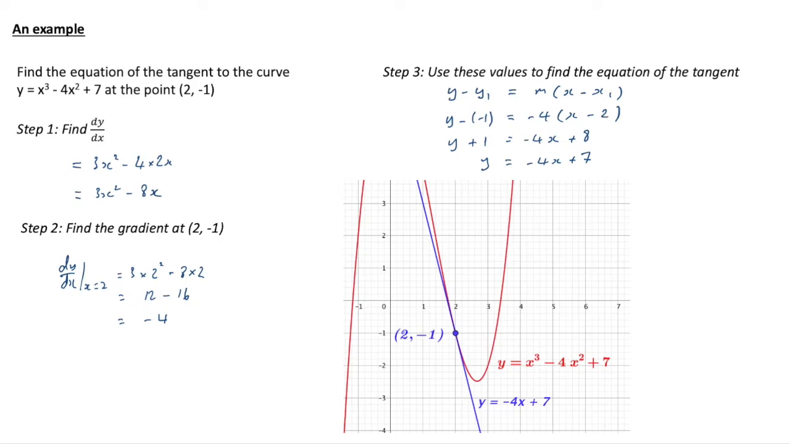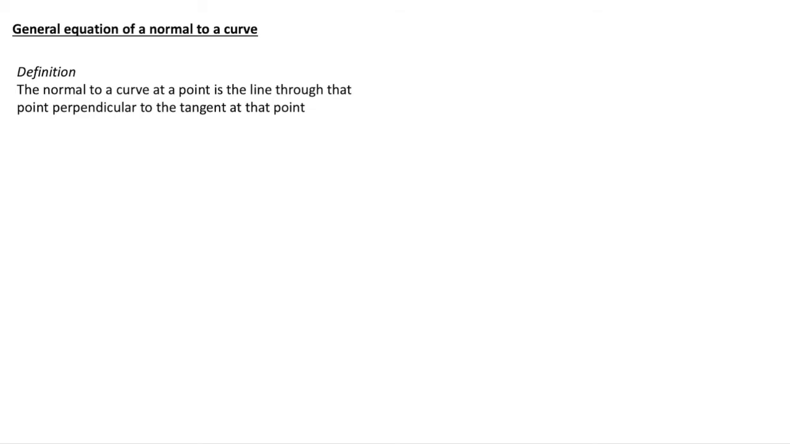So, the general equation of a normal to a curve. Well, what is a normal? We know what a tangent is. What's a normal to a curve? Well, definition: the normal to a curve at a point is the line through that point perpendicular to the tangent at that point.